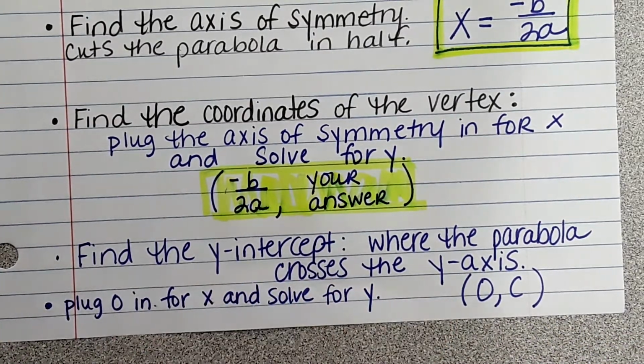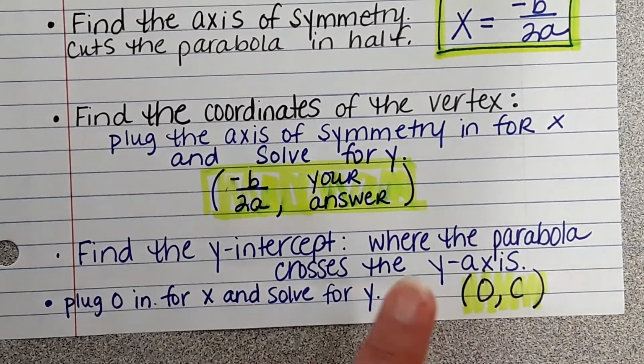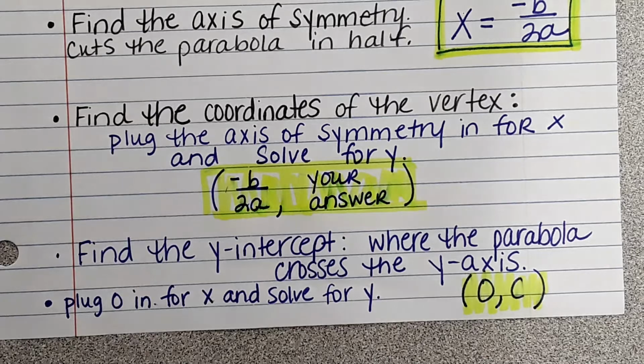But I want you to know how that happens. It's basically when you plug in 0. So your y-intercept will always be 0, c. But how does that happen? It's because you plugged in 0 for x and you solved for y.